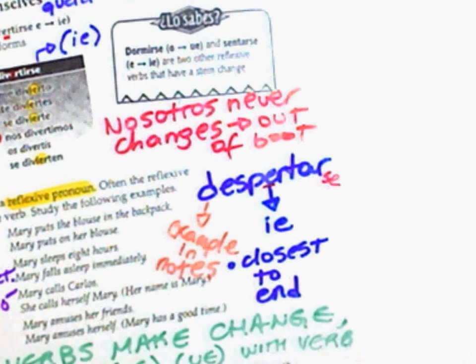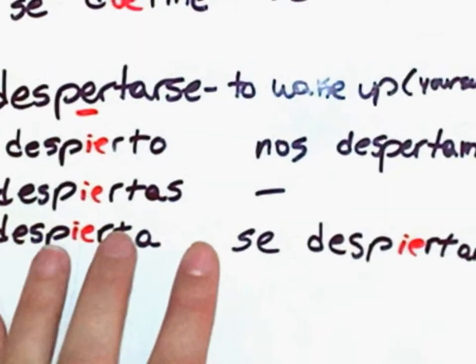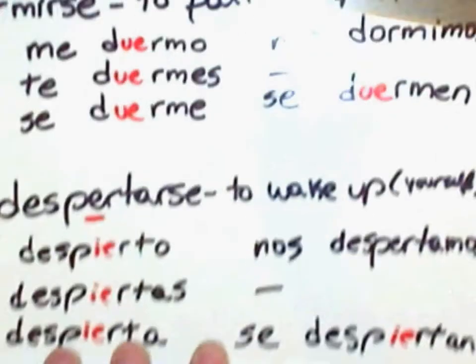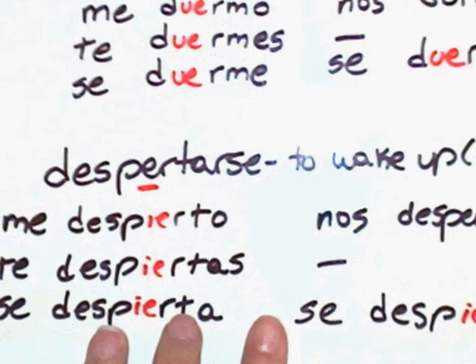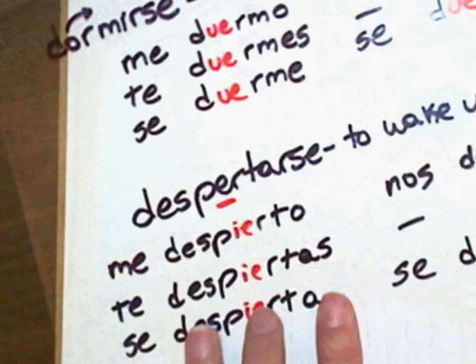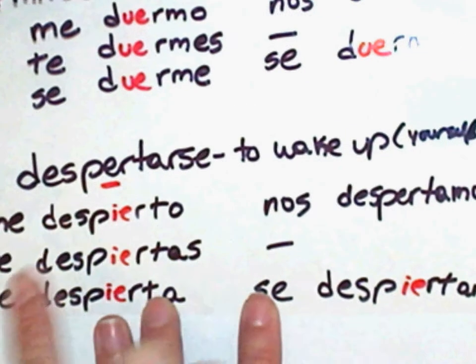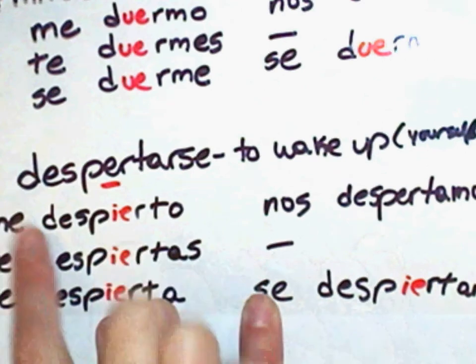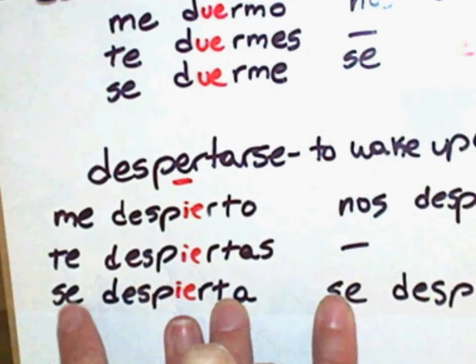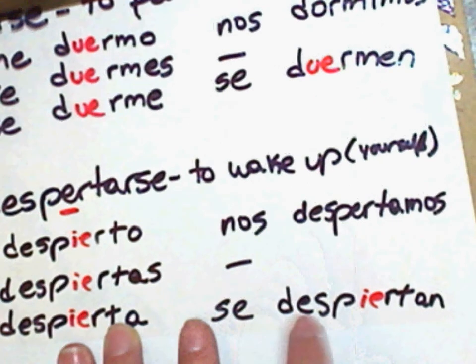Okay, and so for that one, if we want to look at it side by side, despertarse is to wake up, and I made this too big. So if you look at it in the boot shape, it makes the change inside the boot. Me despierto, te despiertas, se despierta. Nos despertamos, no change. And se despiertan.